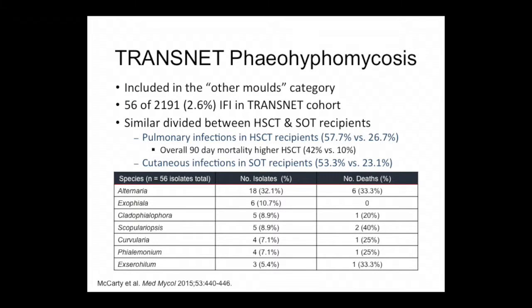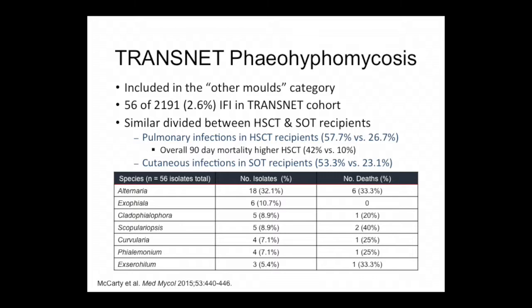The last thing I want to talk about in terms of epidemiology that came from the TRANSNET study is that of phaeohyphomycosis. This is often included in the other molds category. So these are the dematiaceous or dark molds that were causing infections within these patients. Overall, about 2.6% of invasive fungal infections in the TRANSNET cohort were due to phaeohyphomycosis.